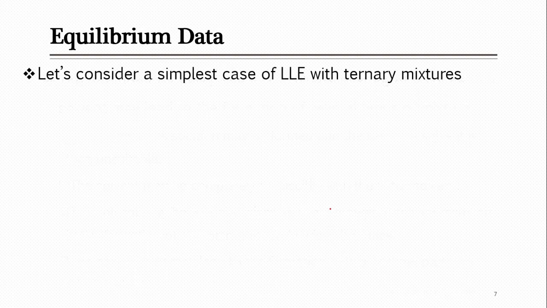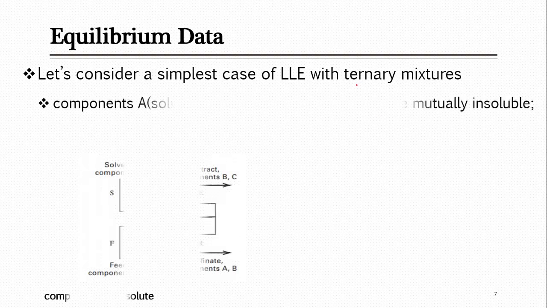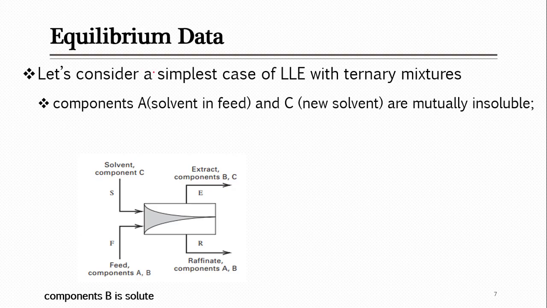So, here we will consider the simplest case of liquid-liquid extraction with ternary mixtures and one stage operation. Actually, the simplest is one stage operation. In one stage, one of the students asked this question: what does this stage mean? Suppose you have a mixer and a settler, so this is one stage, and then you have another stage, another mixer and settler, and so on.